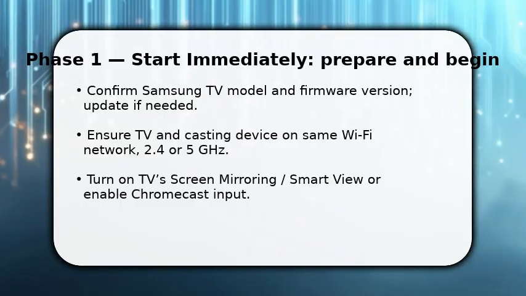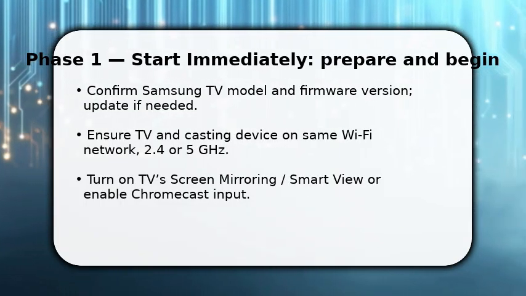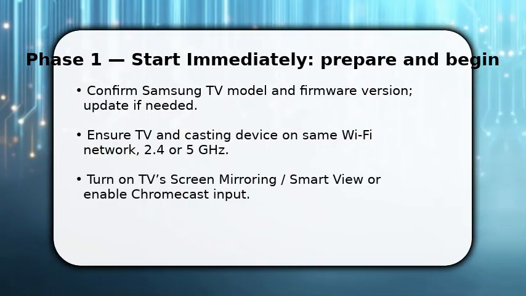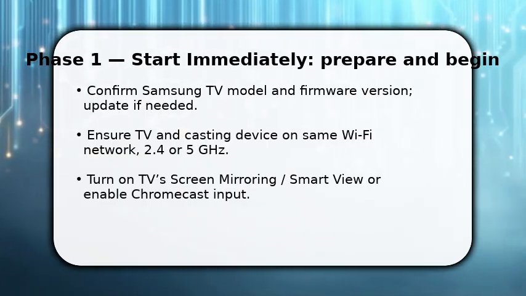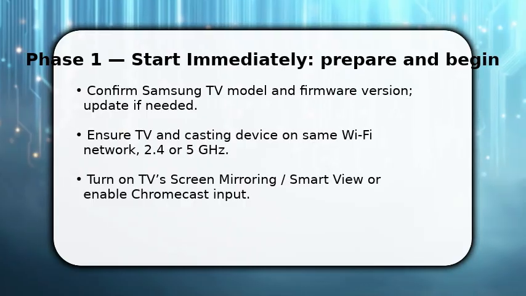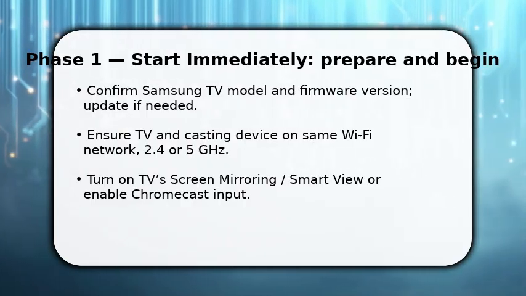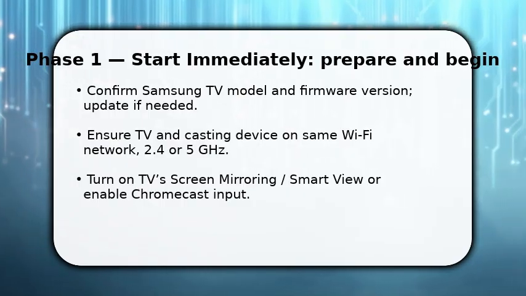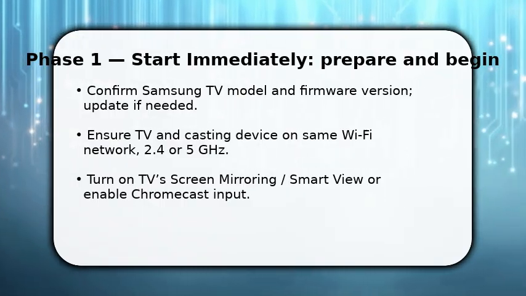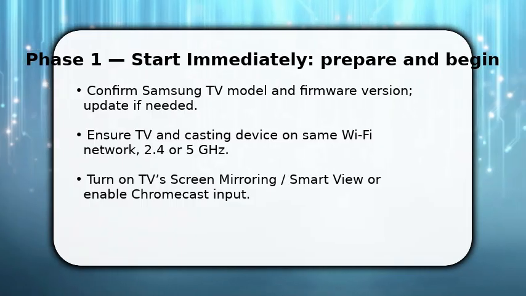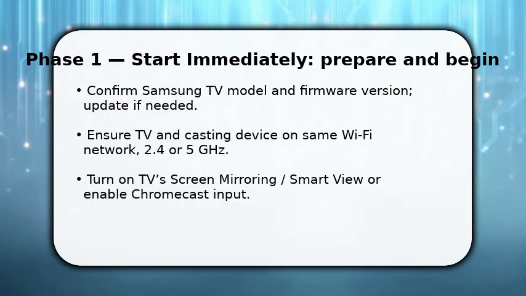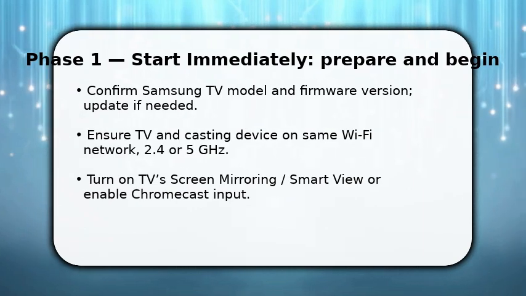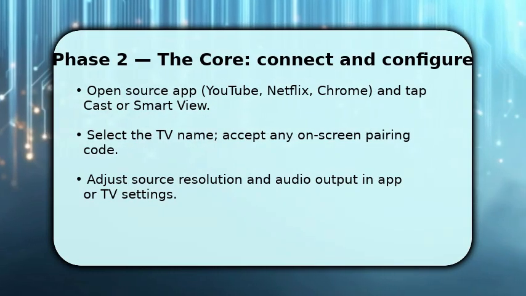You're starting now? Check the TV model and update firmware so features work reliably. Make sure the TV and your phone or laptop share the same Wi-Fi band. This prevents discovery issues. Enable the TV's screen mirroring, Smart View, or Chromecast input immediately because the device must advertise itself. If you're using an external Chromecast, plug it into HDMI and power it. Once done, open the Casting Source app and look for the TV name. That's the connection point. Now you move into the connection itself.